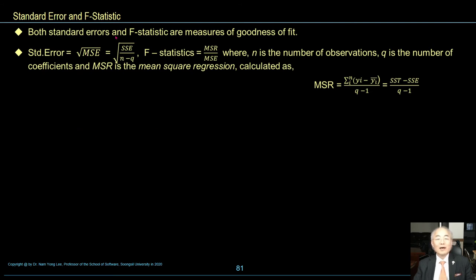Both standard error and F statistic are measures of goodness of fit. Standard error is equal to the root mean squared error, which is the root of the mean squared error over n minus q. F statistic is equal to MSR over MSE. MSR, mean square regression, is calculated with this formula.